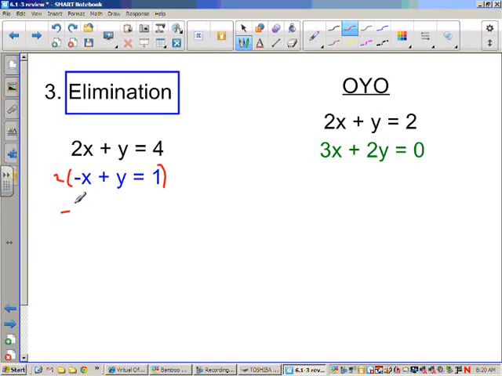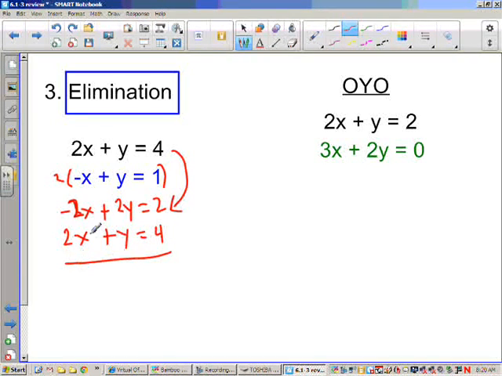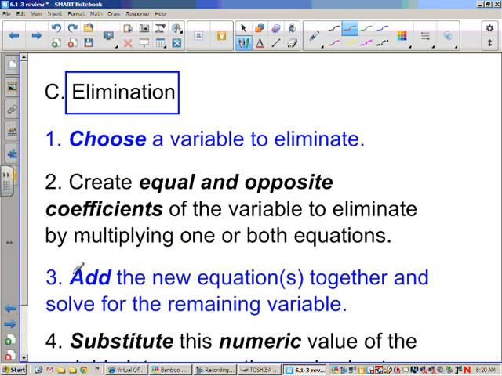That gives me negative 2x. And when I multiply the whole equation, of course, I have to multiply across everything. Plus 2y equals 2. Bring down our top equation. That's a positive 2x plus y equals 4. If we add these, we see the x's eliminate, and we get 3y equals 6. And in this case, we just divide by 3. Y equals 2. This is our step 3 here.